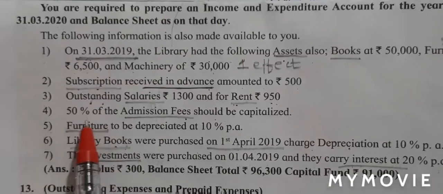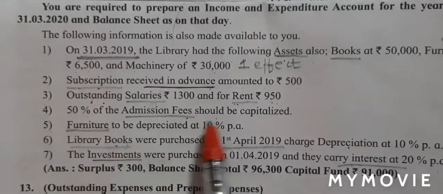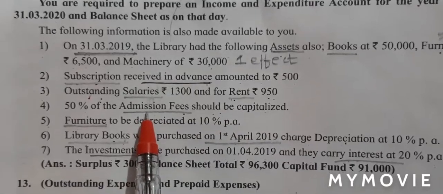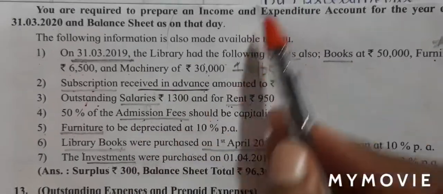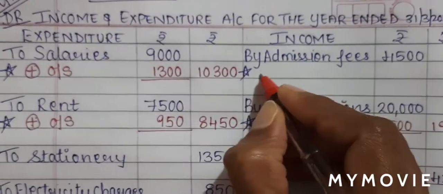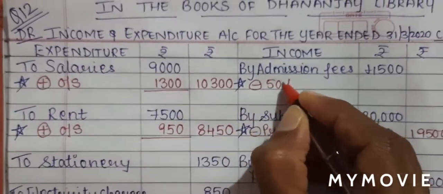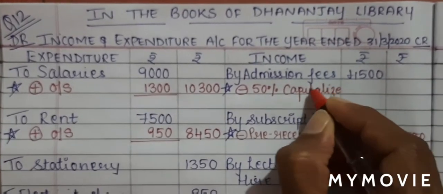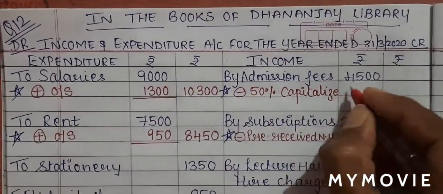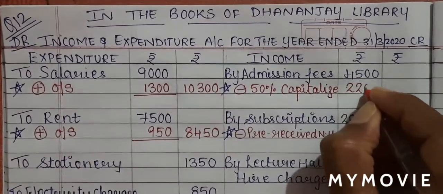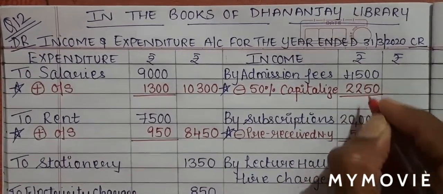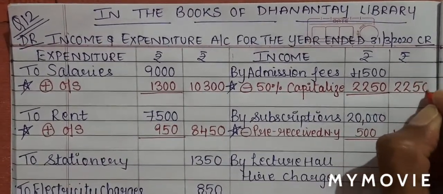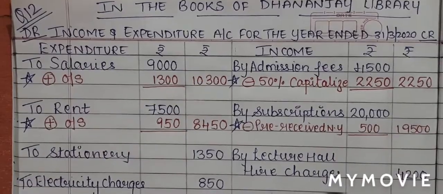Adjustment number 4, 50% of the admission fees should be capitalized. So we have to capitalize the admission fees. Let's do the first effect. On the income side, I will say less 50% capitalize. 4,500, 50% will give me 2,250. So 4,500 minus 2,250 will be 2,250 in the outer column. This is my first effect.